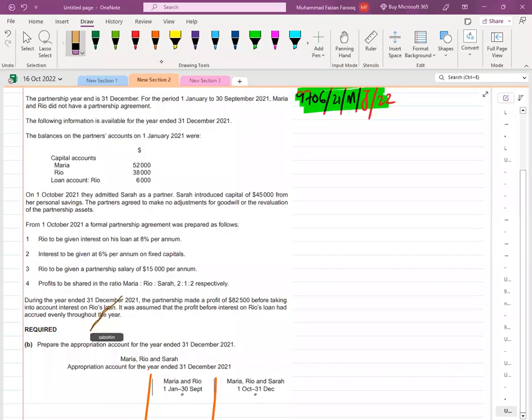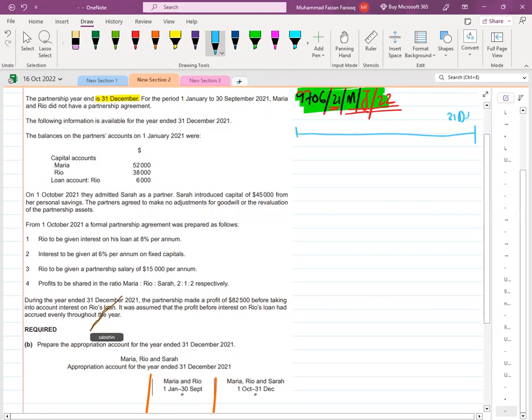We are doing past paper May June 22, paper number 21. In this question, the examiner asked for the appropriation. If we read the question, the company's year end is December. No problem at all. 31st December is our year end, which means it starts from 1st of January.